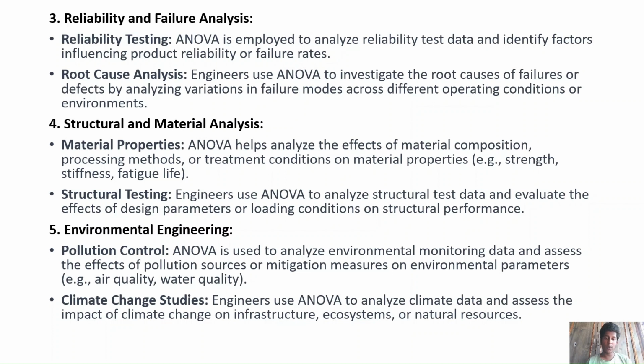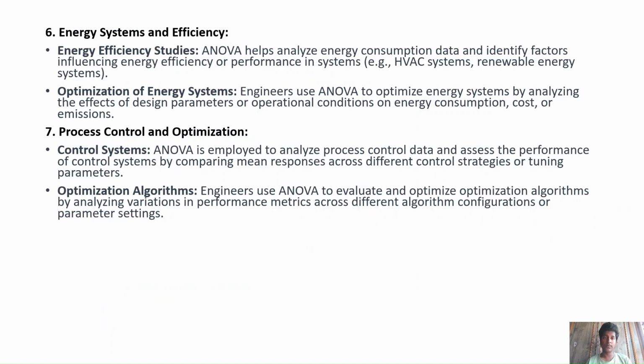Pollution control. ANOVA is used to analyze environmental monitoring data and assess the effects of pollution sources or mitigation measures on environmental parameters, for example air quality, water quality. Climate change studies. Engineers use ANOVA to analyze climate data and assess the impact of climate change on infrastructure, ecosystems, or natural resources.